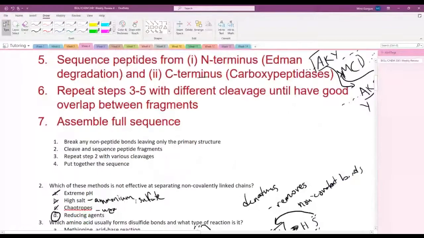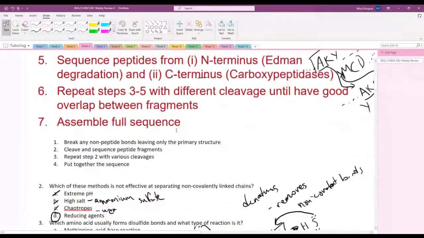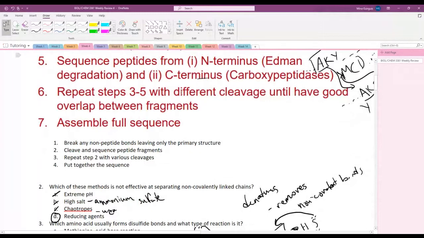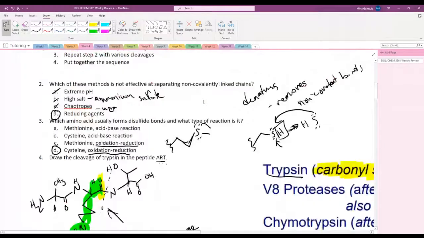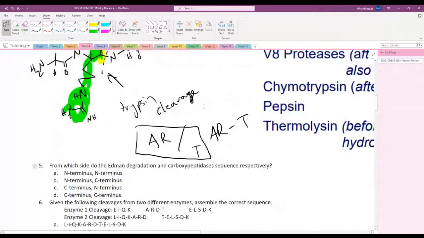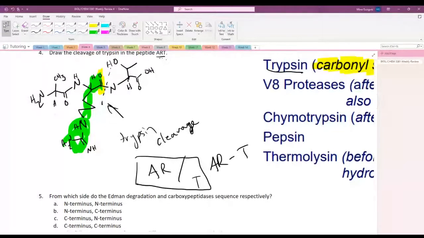This is, I believe, step six it was. No, sorry, step five. So now we sequence our peptides. We use either the Edman degradation or we use carboxypeptidases. And I know that the answer is up there, but I want to take this time to talk about each of those processes.